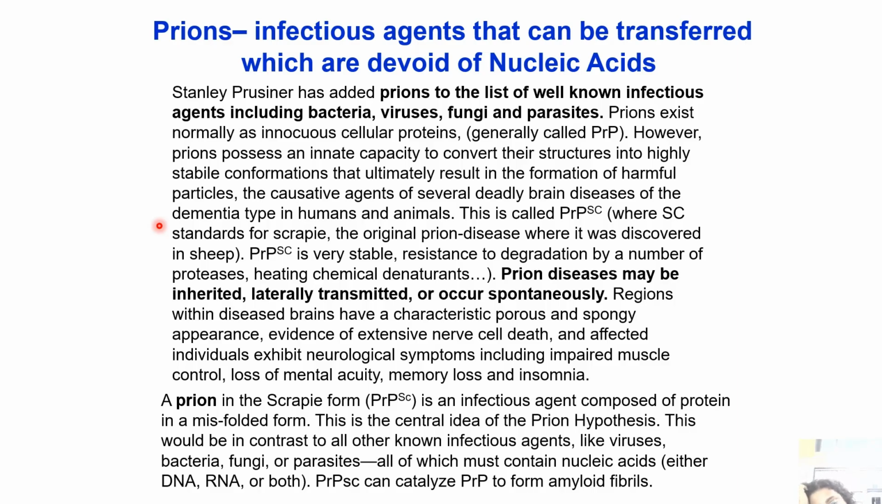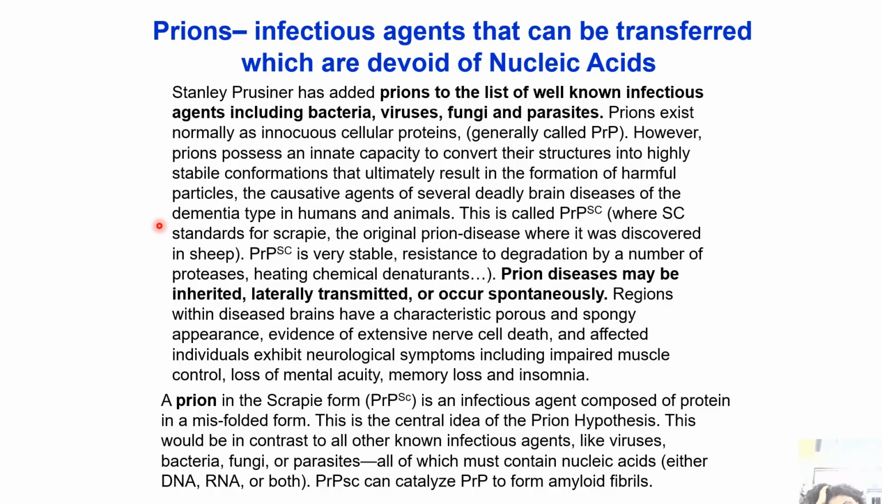Now, regions within diseased brains have a characteristic porous, spongy appearance, evidence of extensive nerve cell death, and affected individuals exhibit neurological symptoms including impaired muscle control, loss of mental acuity, memory loss, and insomnia. So, a prion is an infectious agent composed of protein in a misfolded form. This is the central idea of the prion hypothesis.